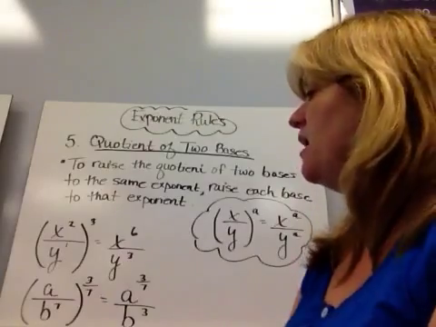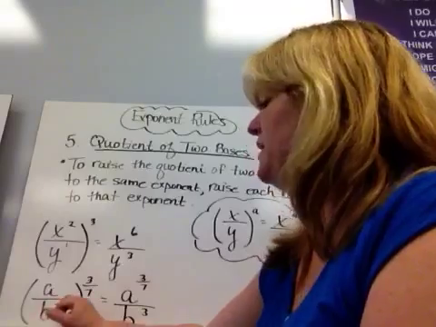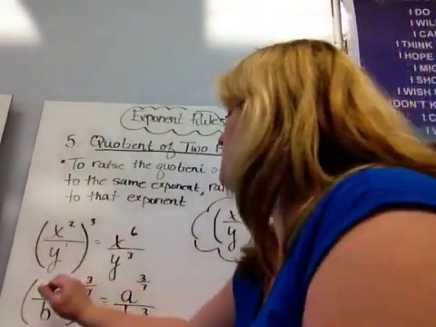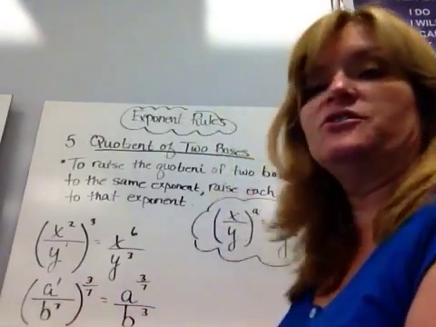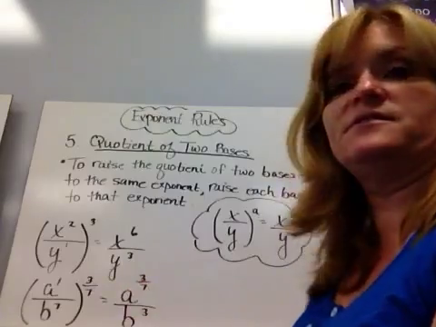Now let's try our last example, we'll use fractions. I have a over b to the 7th, all raised to the 3/7. If you need to, put a little 1 there because that's understood. So if I do power to the power, that's going to be a to the 3/7.